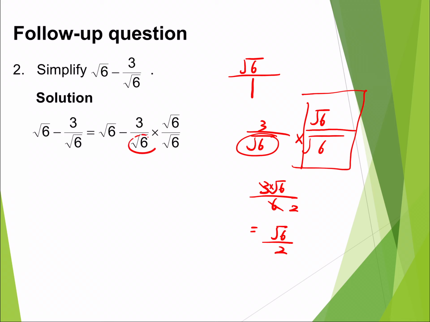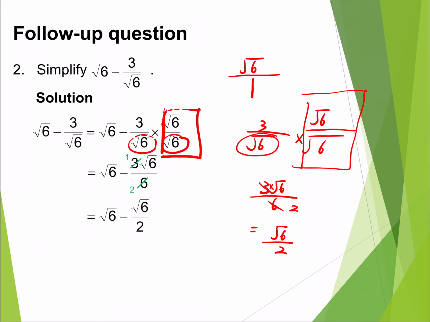So we rationalize the denominator and it will become this one. Okay, and let's go on. Here we take out the common factor square root 6. So it is 1 minus 1 over 2, 1 over 2 square root 6. So 1 over 2 square root 6 is square root 6 divided by 2.